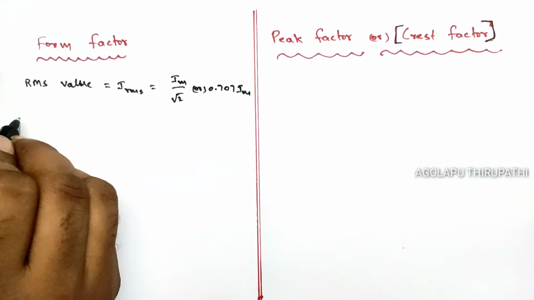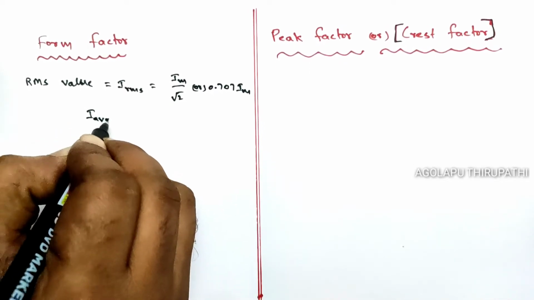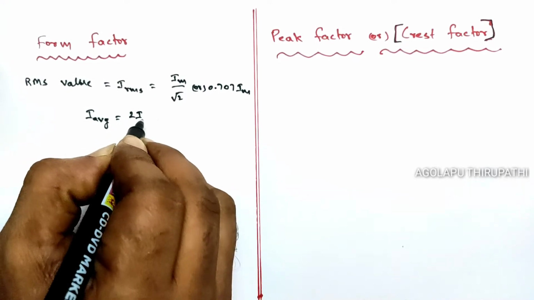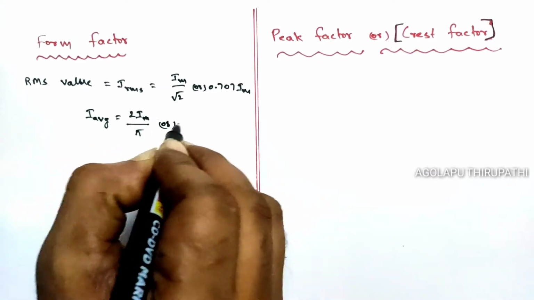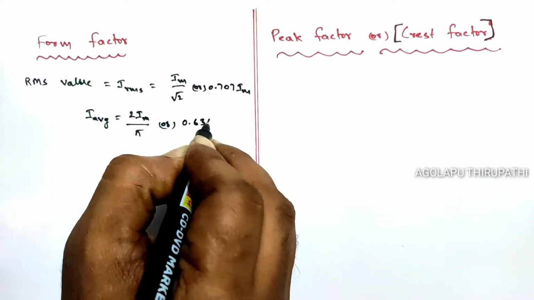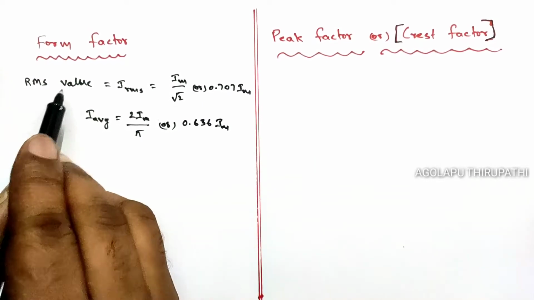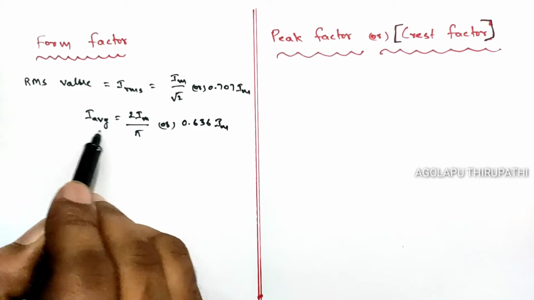So similarly average value also we calculated. So I average is equal to what we got, 2 Im by pi, or so here 2 by pi means 0.636 times of Im. Okay, in previous two videos we calculated these two, RMS value of sine waveform and average value of the sine waveform.